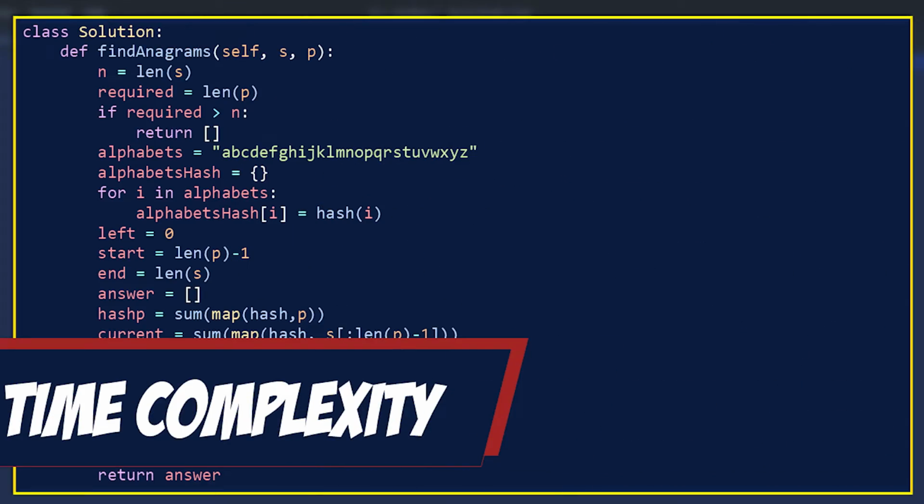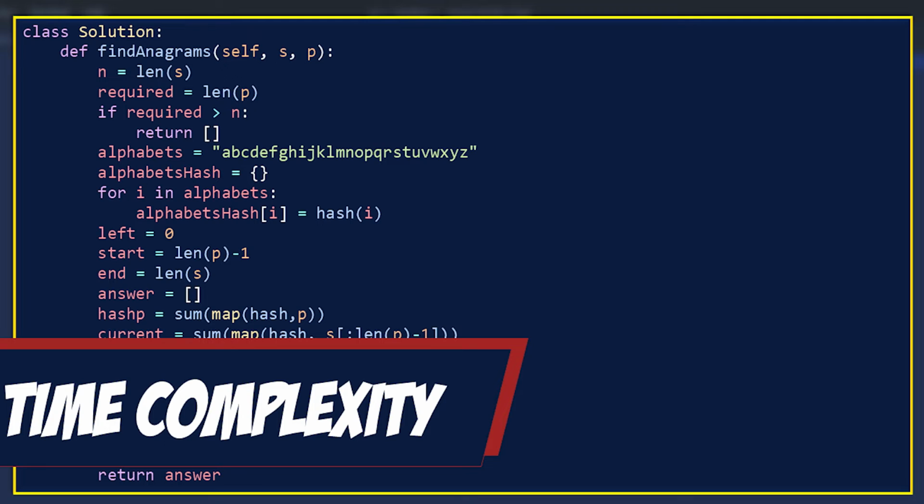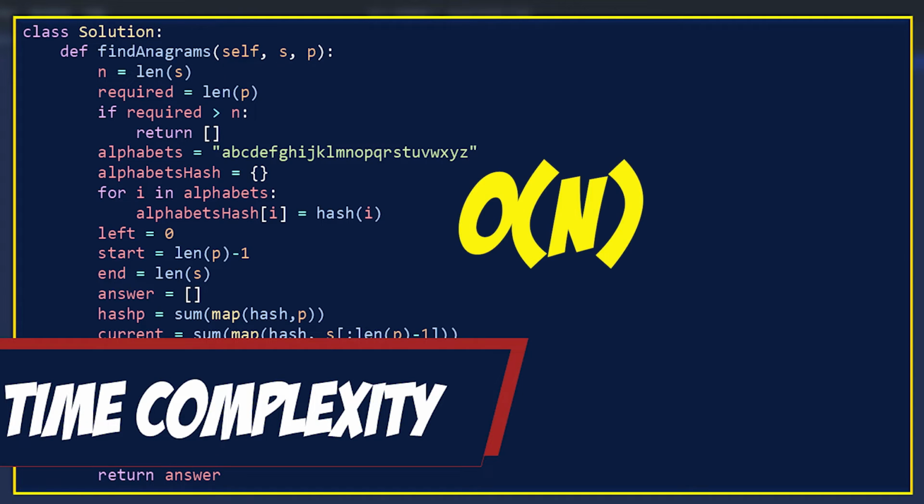To understand the time complexity, let's look at the code closely. Calculating the hash values of the letters of the alphabet takes constant time, as there are only 26 letters. The next is the for loop, which is dependent on the length of the string. If the length of the string is n, the time complexity will be O of n.